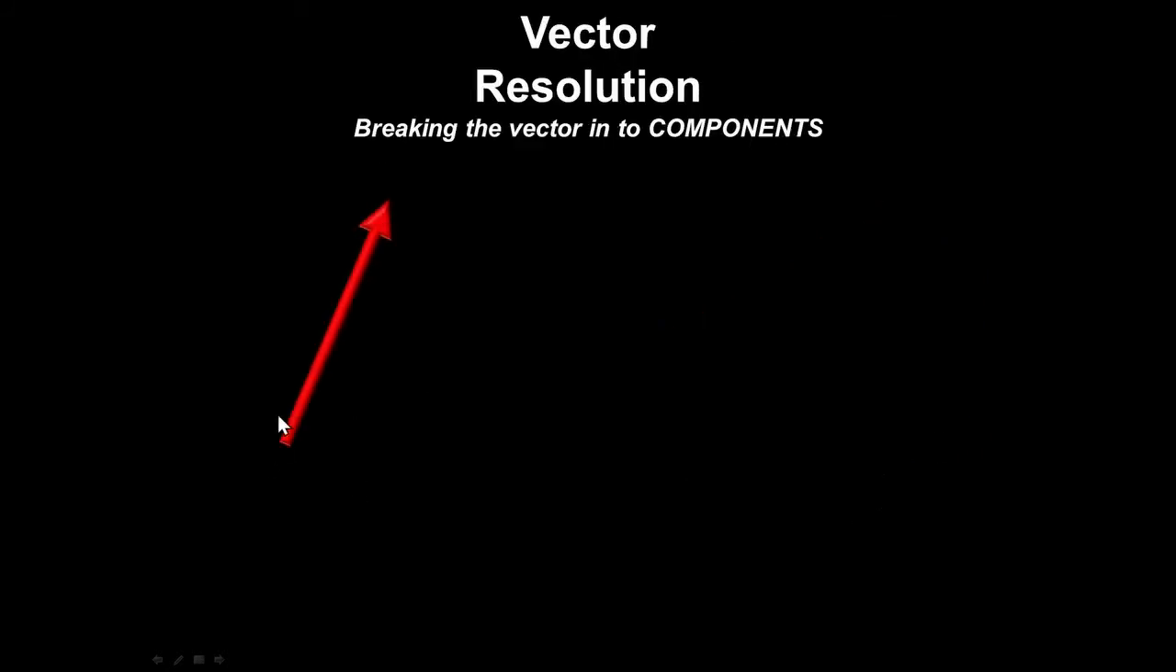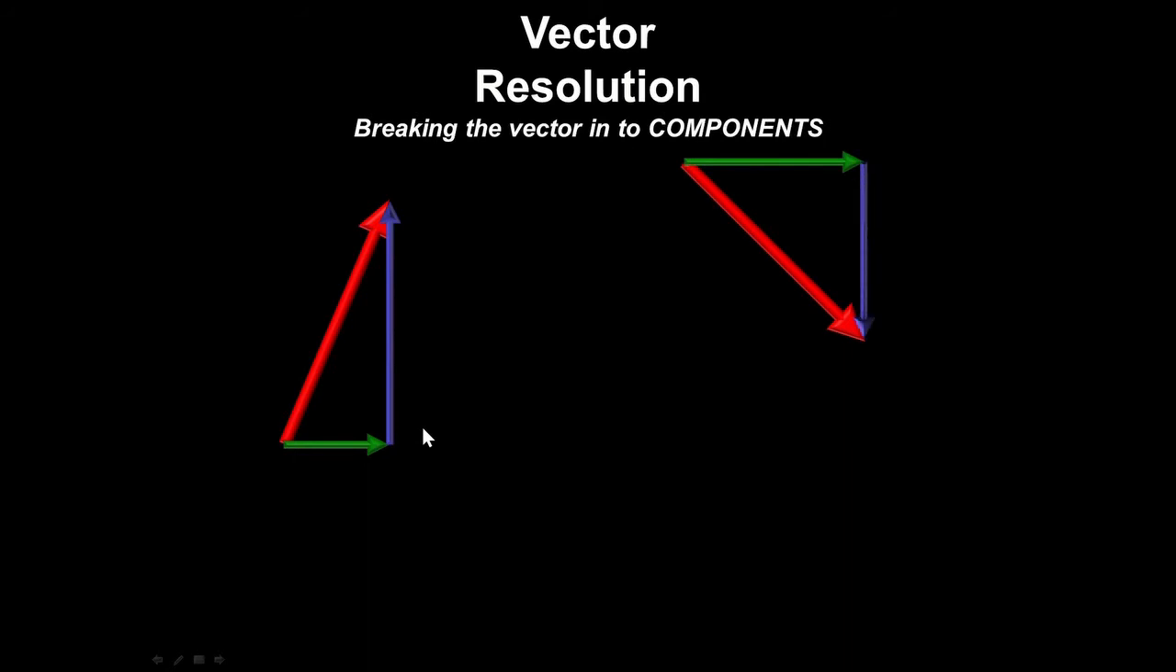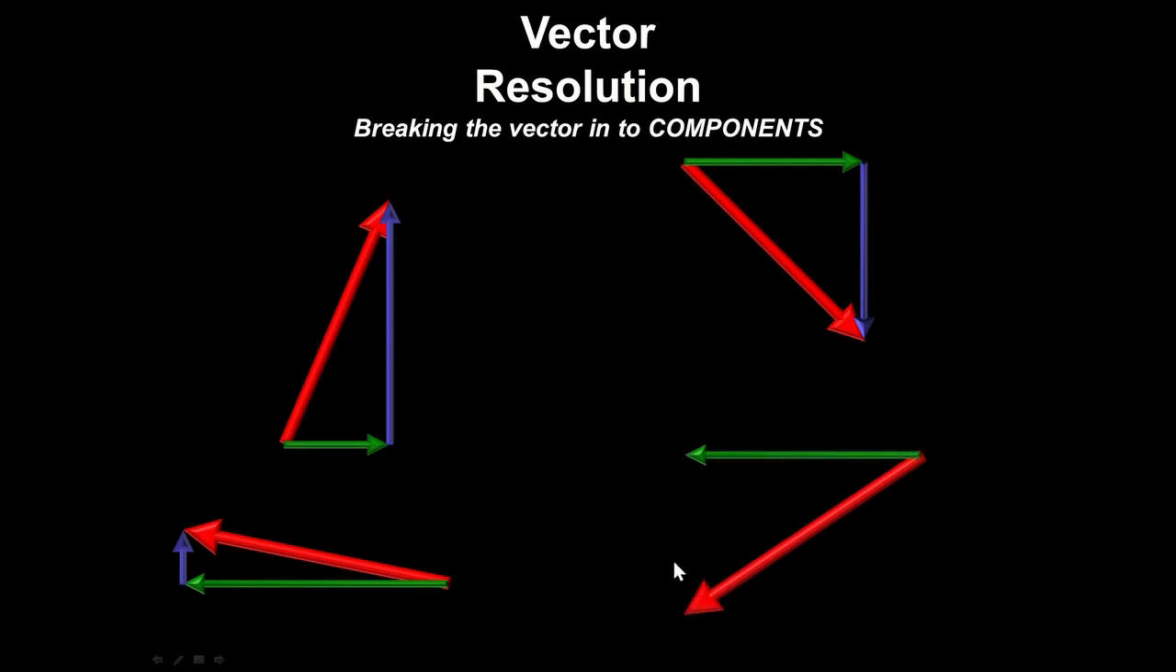So if we had a vector here, you say, hey, that's a little bit to the right and a lot up. This one here would be, oh, kind of maybe to the right and down. This one would be to the left and up. And this one would be to the left and down. You could have drawn the up first and then the left, and it would work as well.